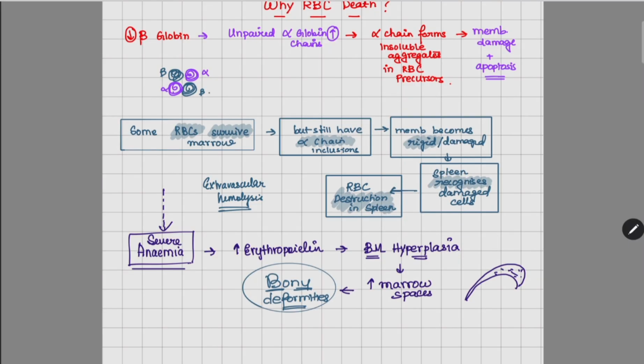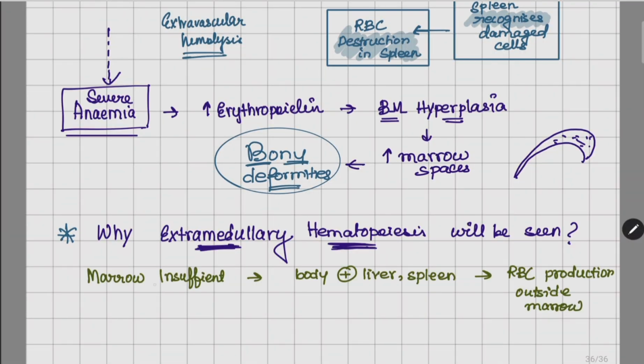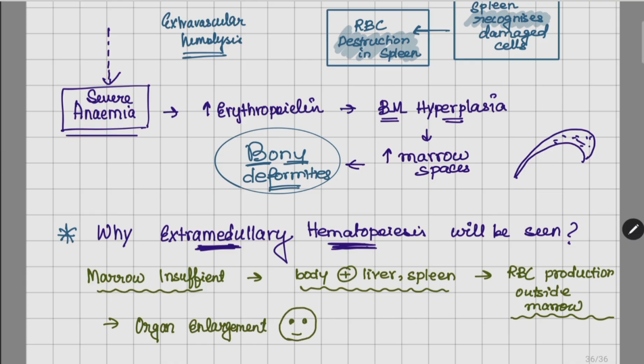But why does extramedullary hematopoiesis happen? This happens because marrow is itself insufficient. So the body will activate liver, spleen, etc. to produce more and more RBC outside the marrow. This often leads to organ enlargement.